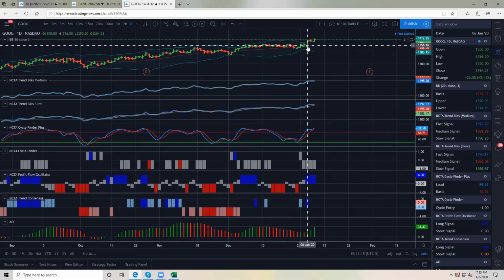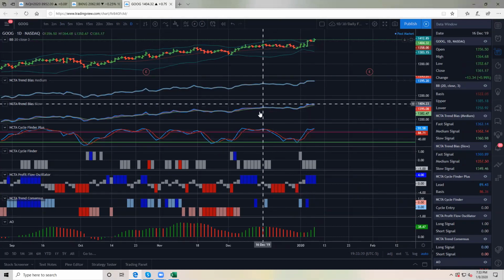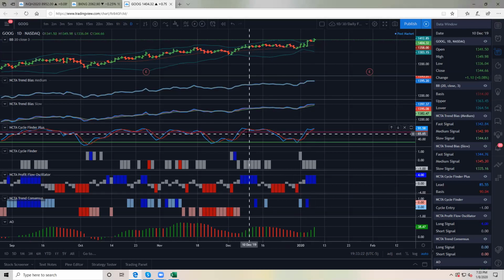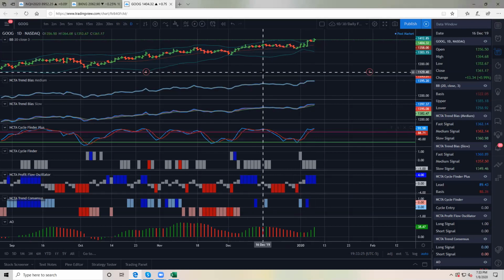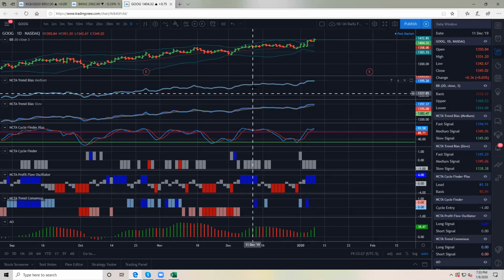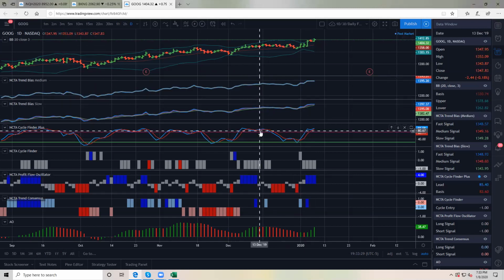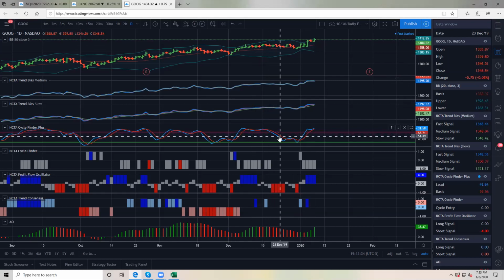And you can see what happened to Google after that cross. We go back here and we can see a cross to the downside. There wasn't a lot of activity on that, mostly sideways movement before it crossed back up again. Again, not a lot of activity. And then we saw a little bit of activity on this cross.